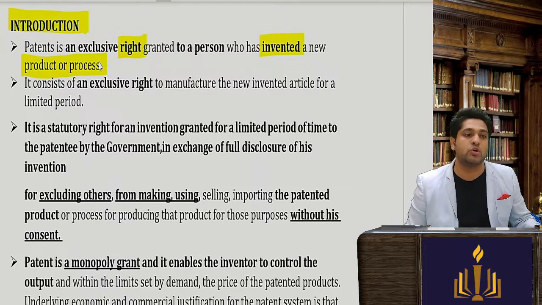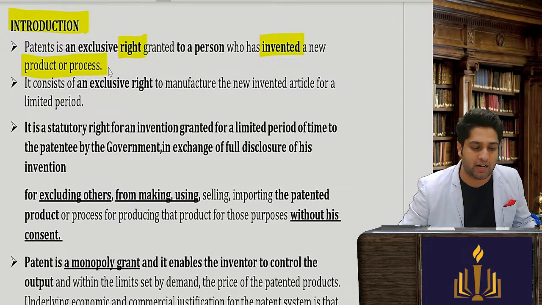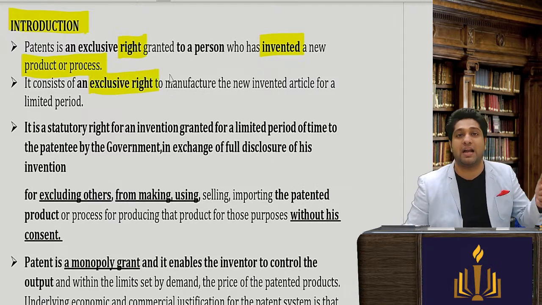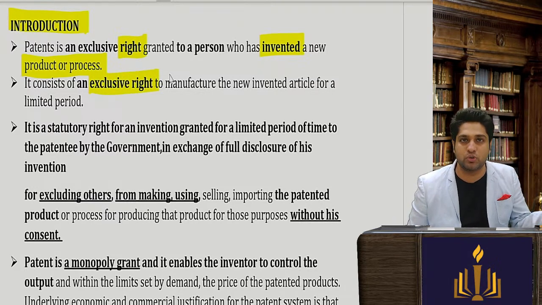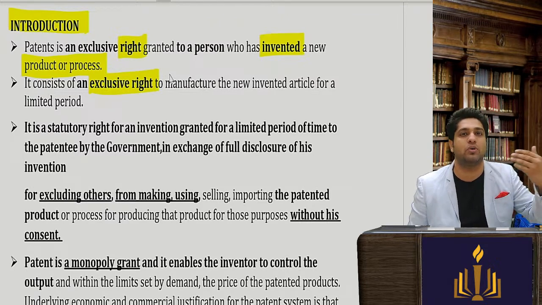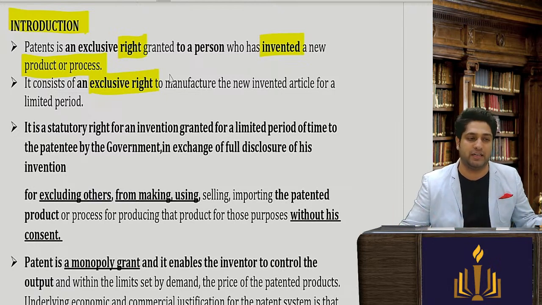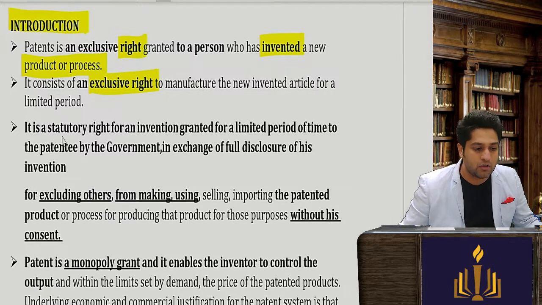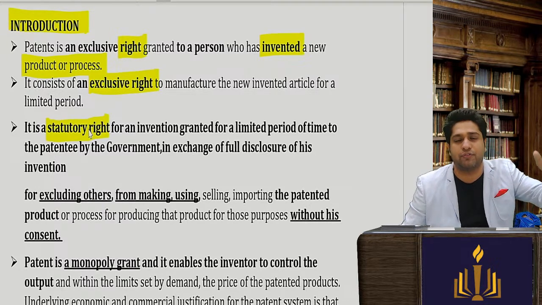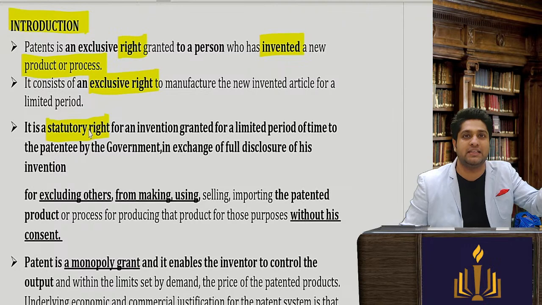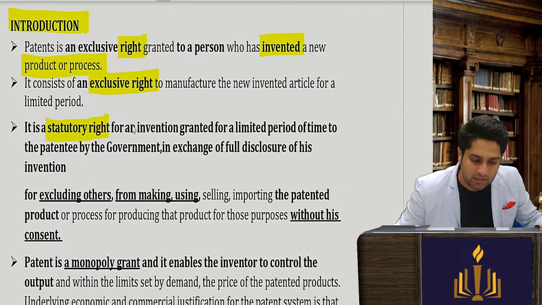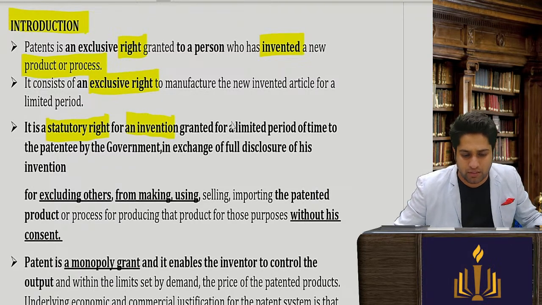So once you patent it, you get an exclusive right to manufacture the goods, to use the goods, to sell the goods, to assign the goods, to rent it out, to earn royalty and commercially exploit your creation. Now, patent is a statutory right, that is a right from the government. It's a legal right for an invention granted for a limited period.